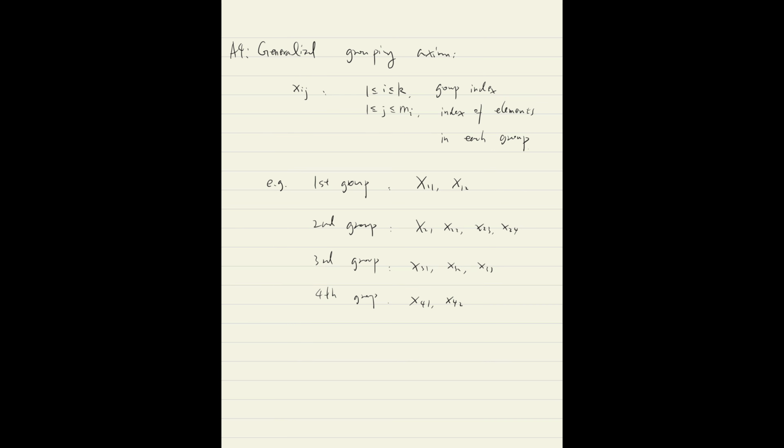For example, the first group is x11, x12. The first index is the group index, the second one is the element index. The second group we can have, for example, x21, x22, x23, x24. The third group we can have x31, x32, x33, and the last one could be x41, x42. In total, how many? 1, 2, 3, 4, 5, 6, 7, 8, 9, 10, 11. We have 11 outcomes. We can group whatever we want. This is one example of how we group.